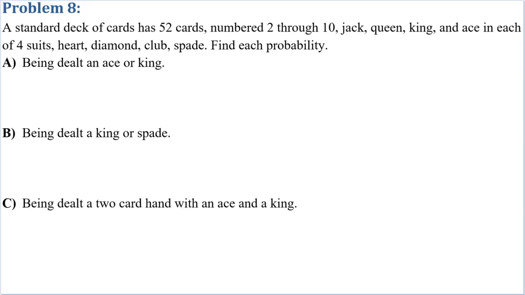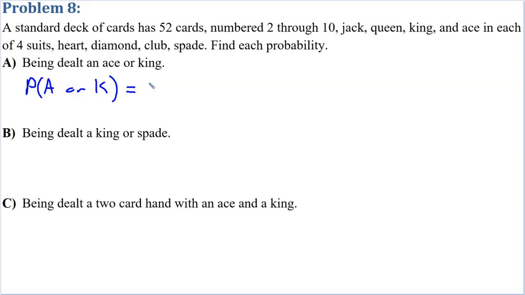Okay, problem 8 says a standard deck of cards has 52 cards, numbered 2 through 10, with a jack, queen, king, and ace in each of 4 suits: hearts, diamonds, clubs, and spades. All right, so standard deck. Find each probability. First one, probability of being dealt an ace or a king. I could write that as P of A or K.